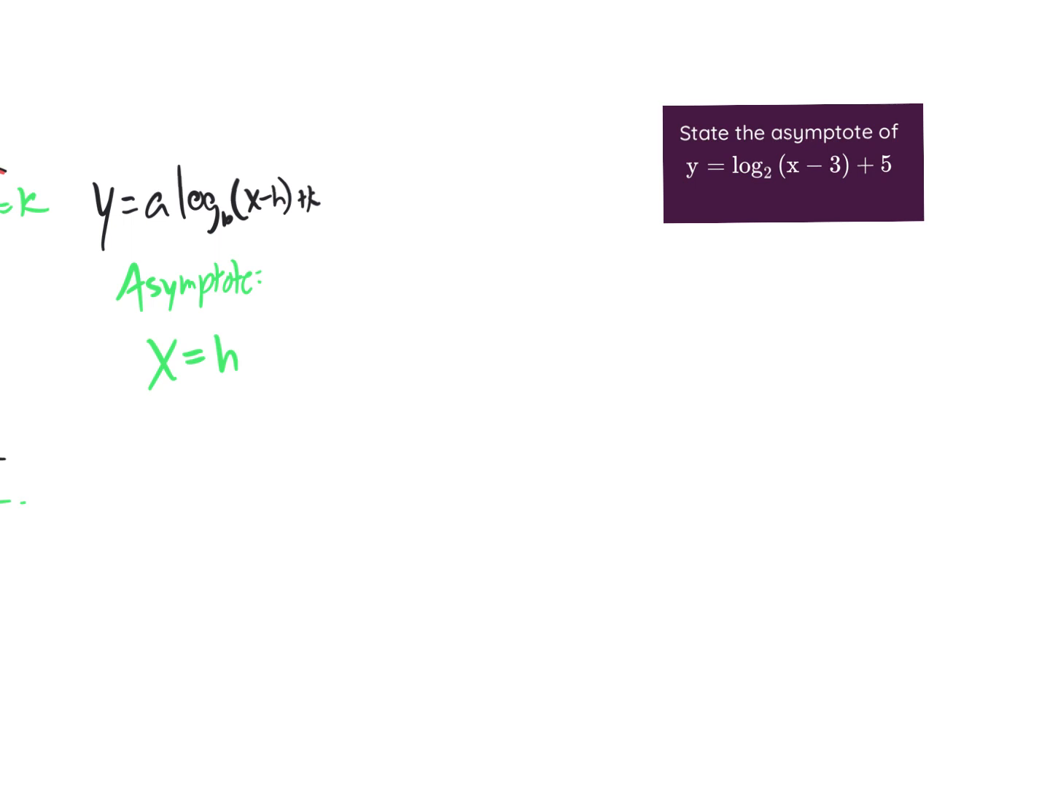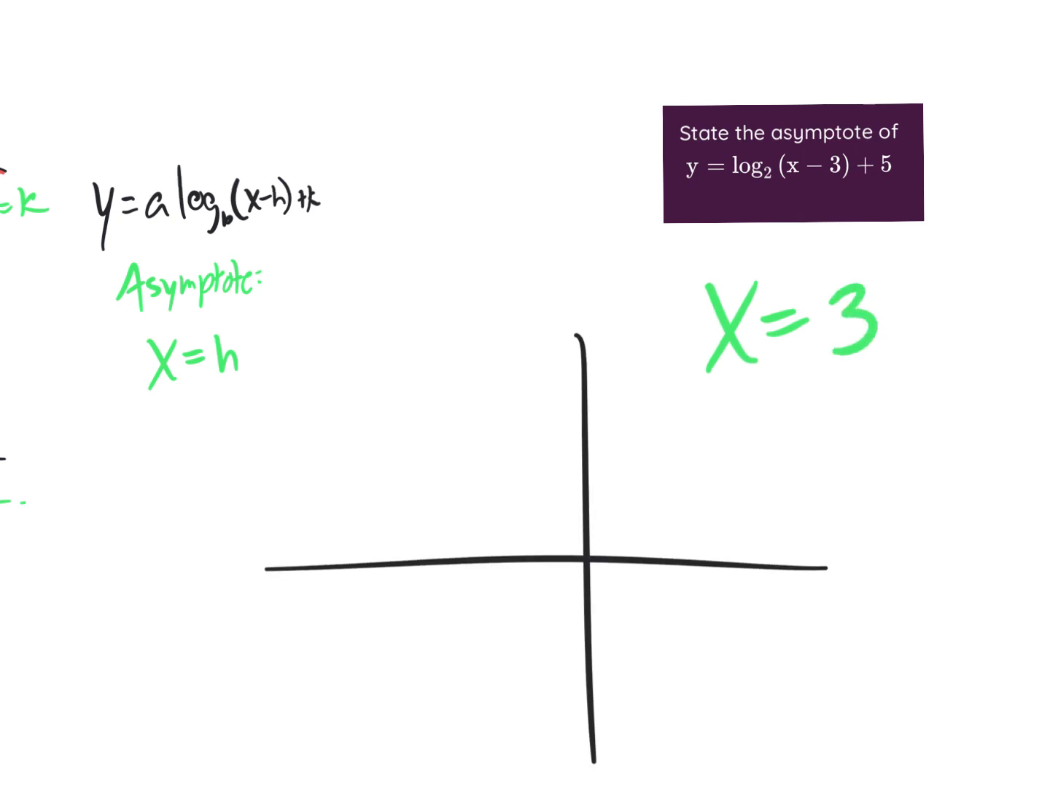So what is the asymptote of this logarithmic function, log base 2 of x minus 3 plus 5? The asymptote will be x equals positive 3. So yeah, when you graph it, your x value at 3, you're going to have an asymptote right there. Okay. So it'll probably look something like this. I'm not too sure, but it'll probably look something like that.